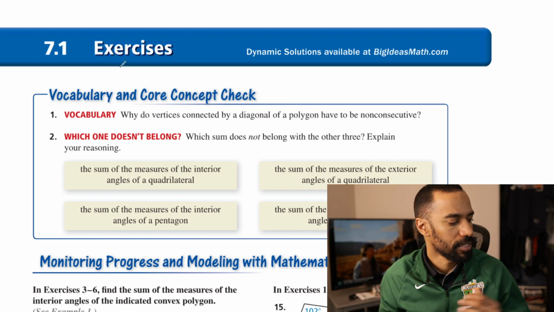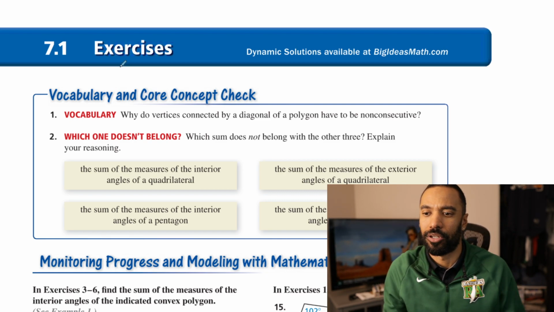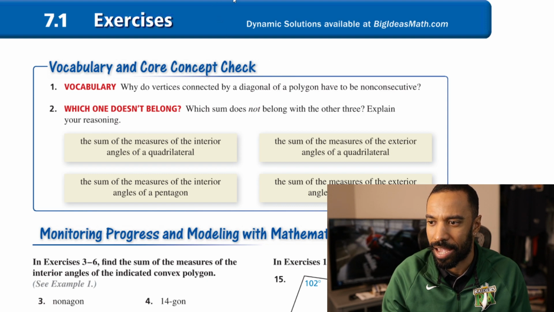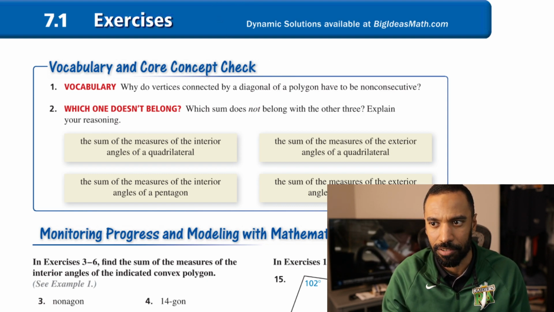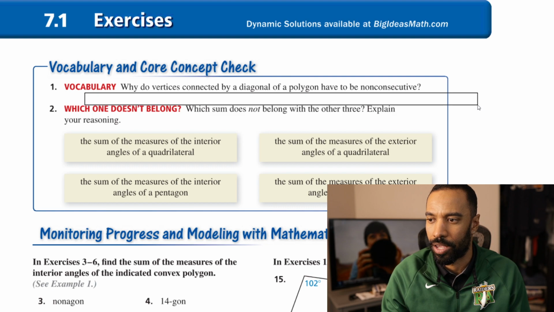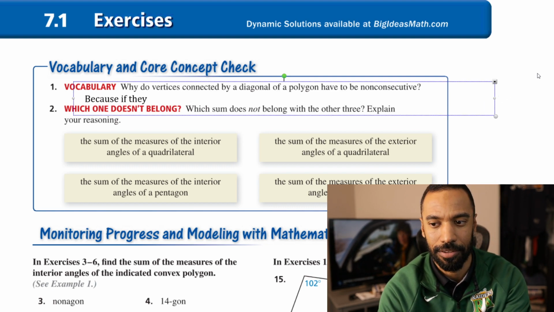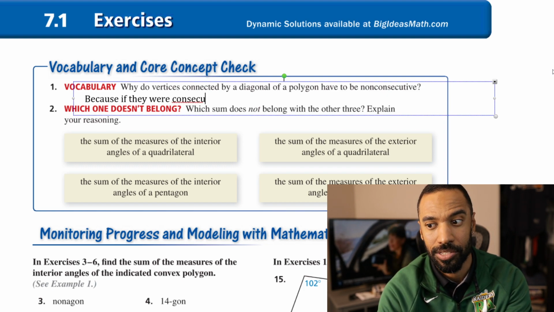Okay. Let's go to the vocabulary and core concept check. Let's look at number 1. Why do vertices connected by a diagonal of a polygon have to be non-consecutive? So based on the drawing, hopefully you know what I meant from the lecture portion. Because if they were consecutive, they would be sides.